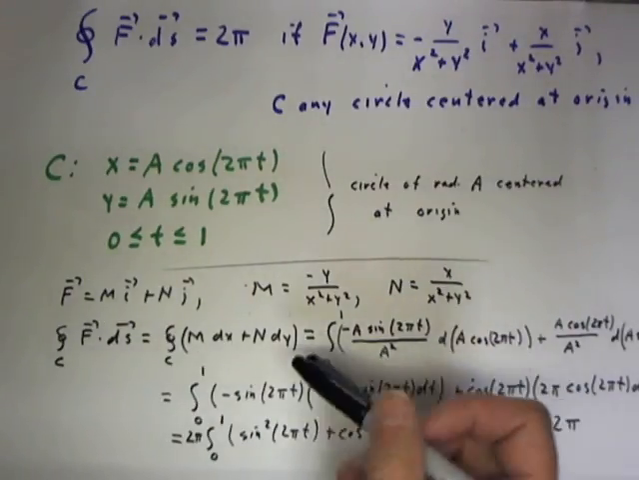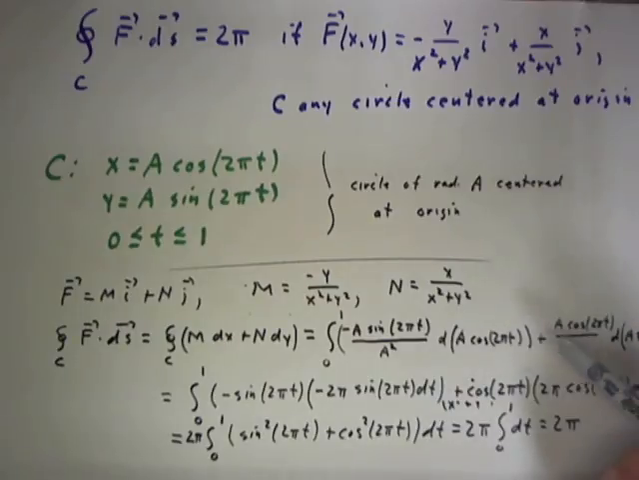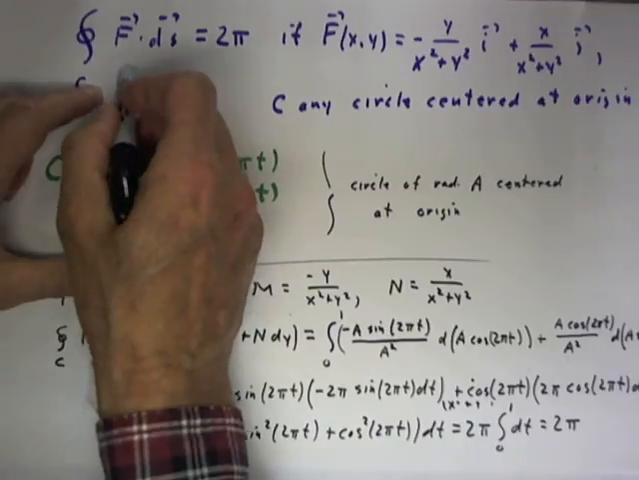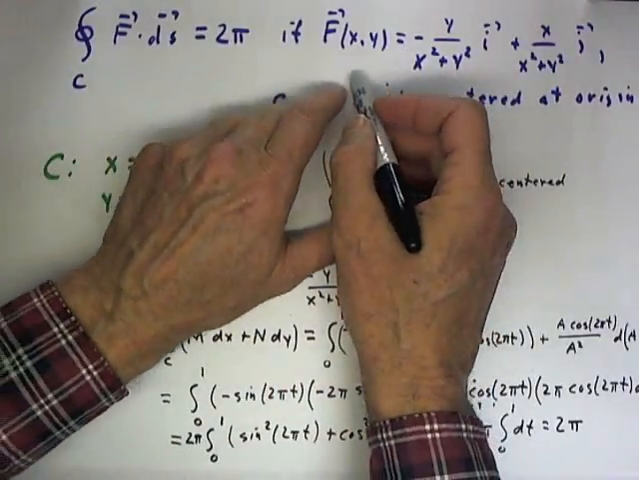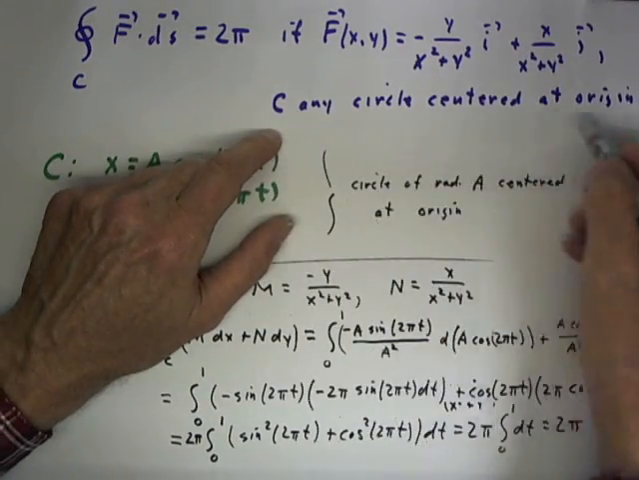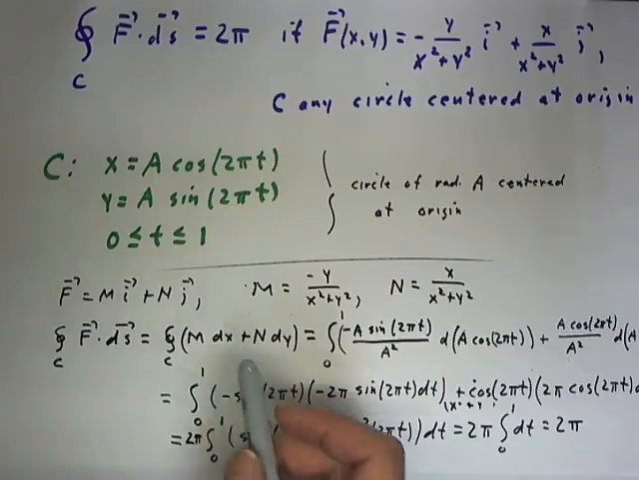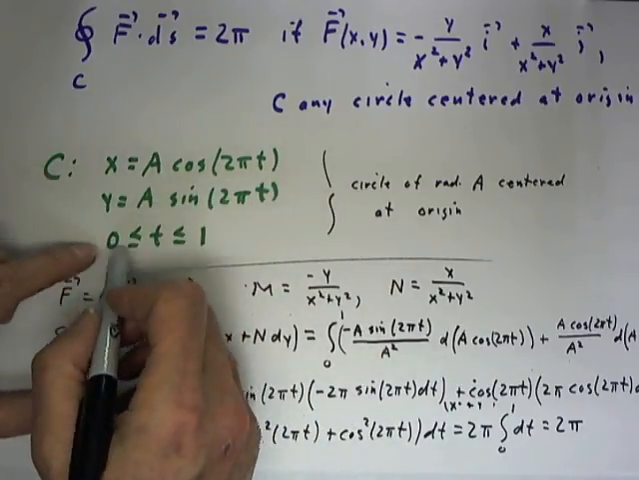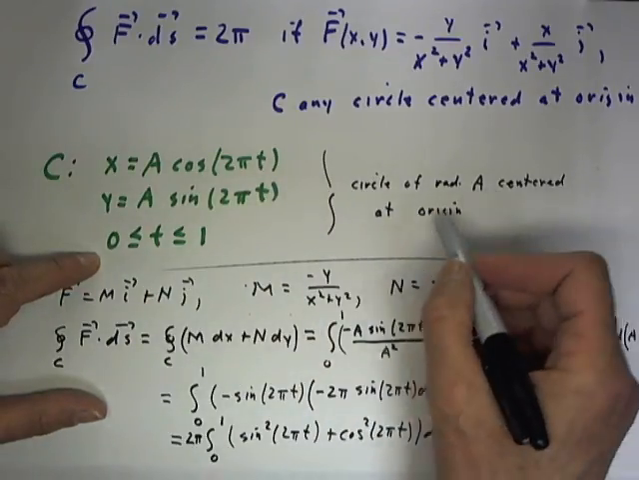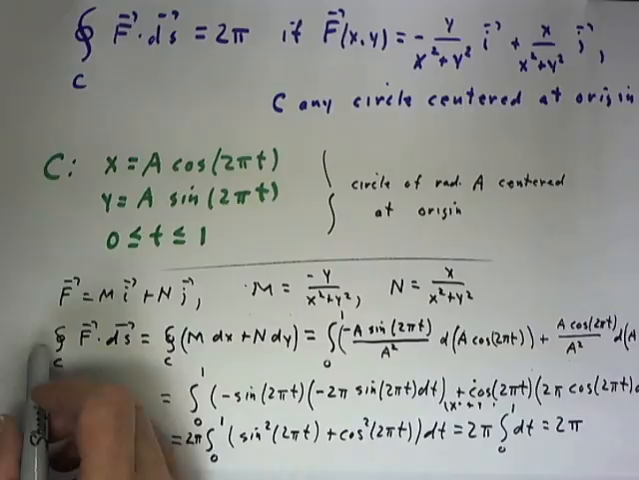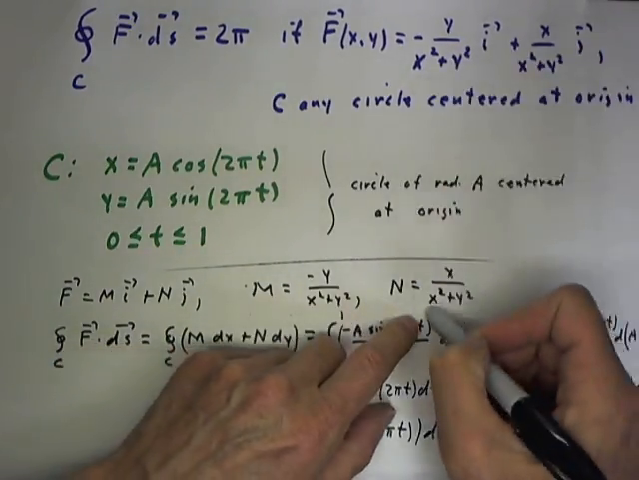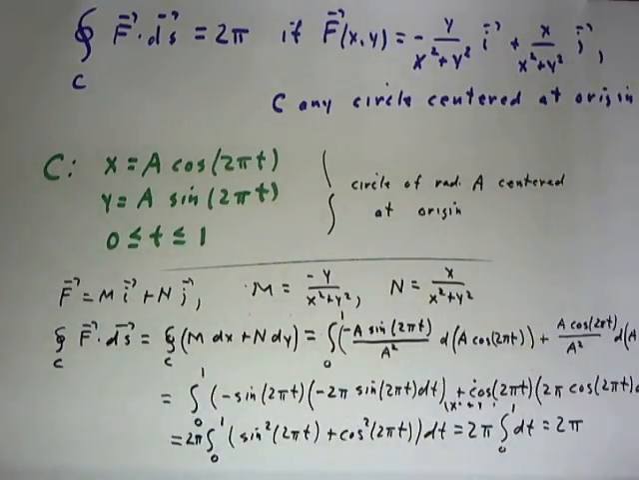This is a continuation of the preceding clip, which was interrupted by a technical malfunction. We were integrating F dot ds for F of x,y equal to this function on an arbitrary circle centered at the origin. The circle was parameterized as shown. This is the parameterization of a circle of radius a centered at the origin. Our function F is M i plus N j, with M equal to the coefficient of i and N equal to the coefficient of j.